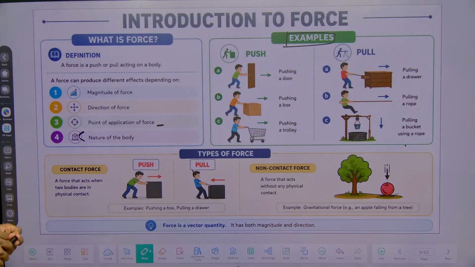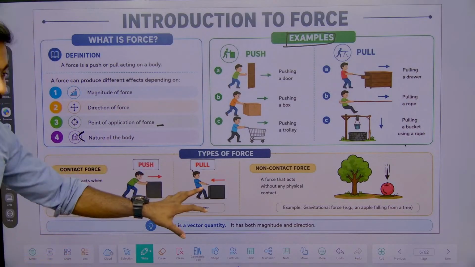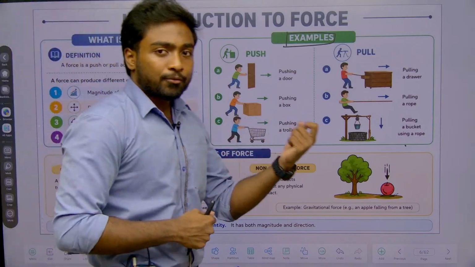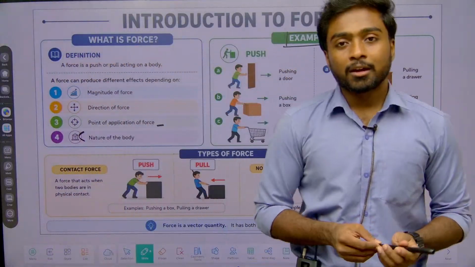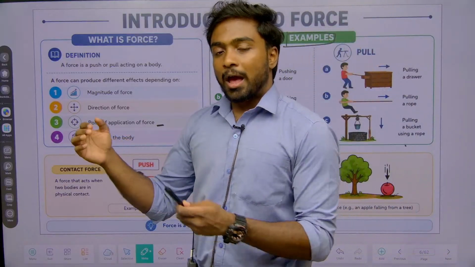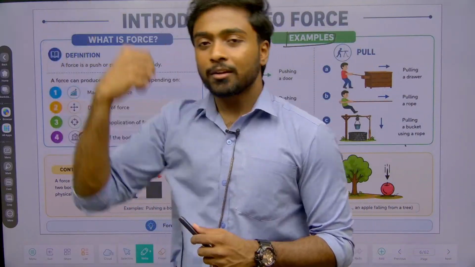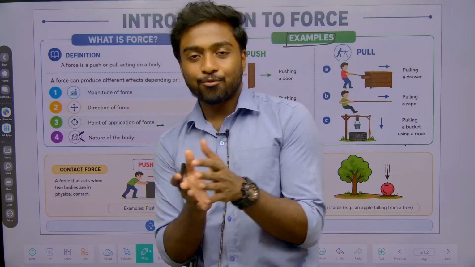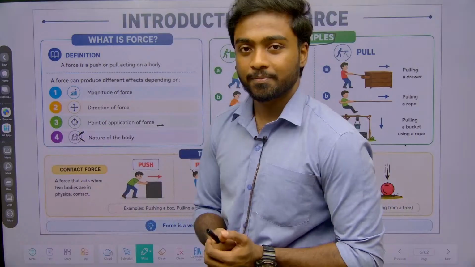So a contact force example, if you see push, pull. Okay. Here non-contact force means, once Newton was sitting under an apple tree, and an apple came and fell on Newton. From that point physics has been established too much, right?